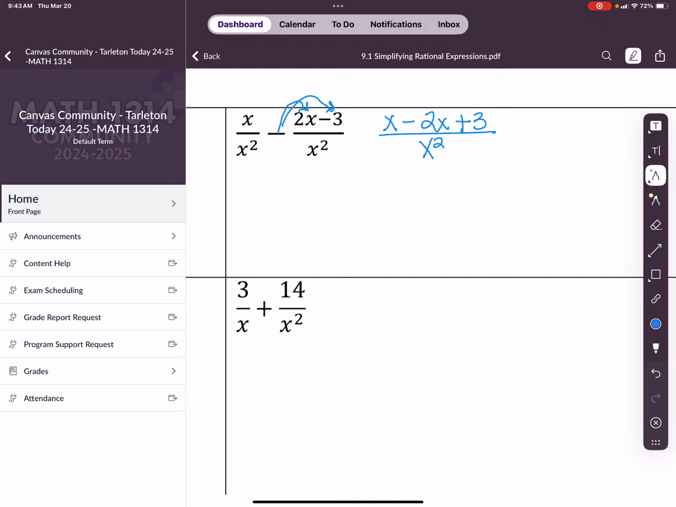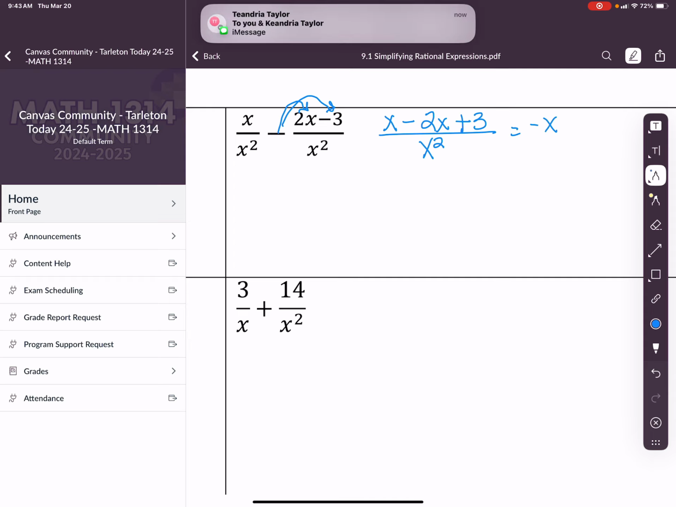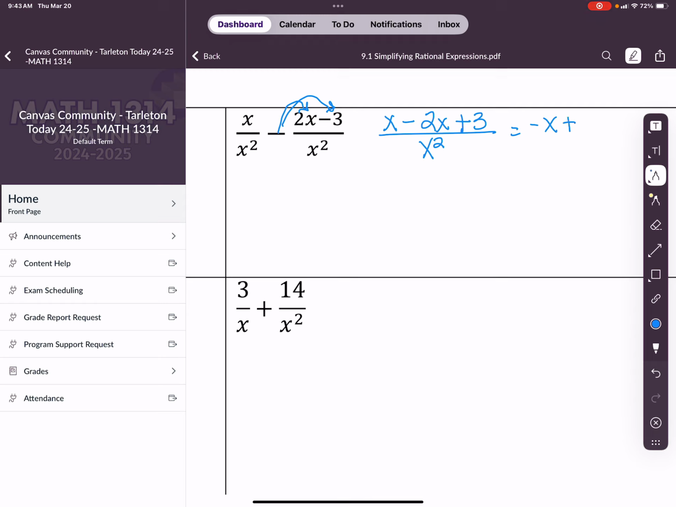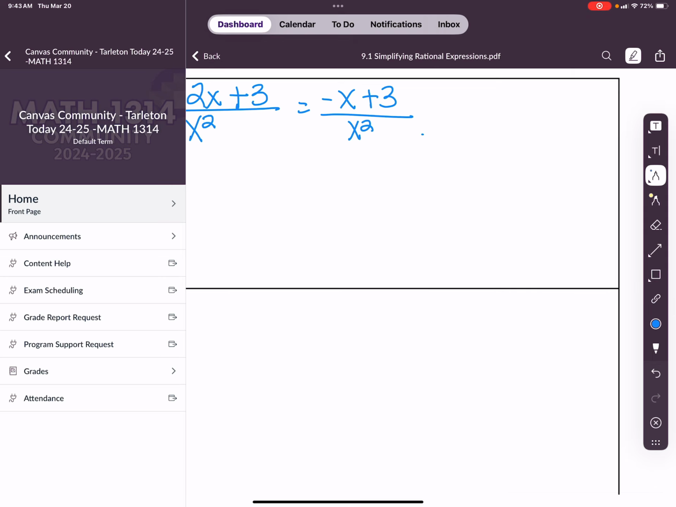So combining like terms here, we do x minus 2x. That's going to give us our negative x. And then we'll have the plus 3 over x squared. And again, we need to account for where x is going to give us an undefined value, and that would be at x equals 0. So x cannot equal 0 here.